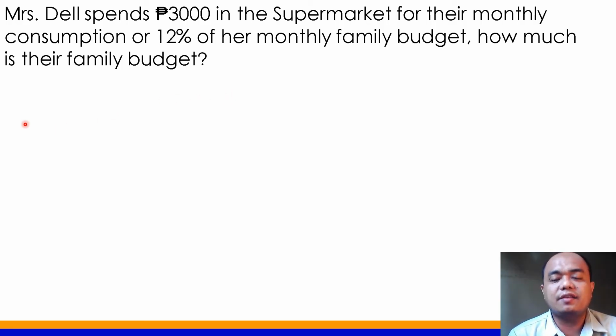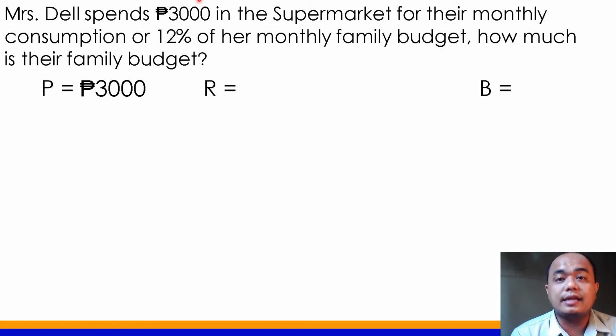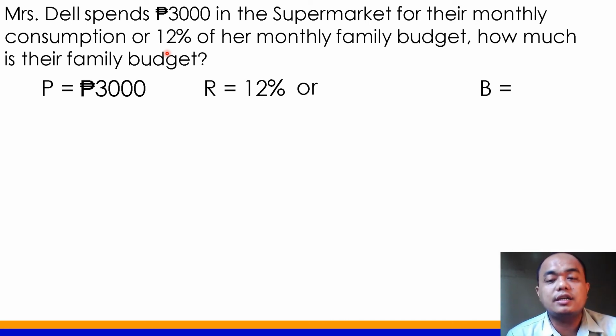Okay, let us identify first what are given. We have percentage, rate, and the base. Of course, our percentage here is 3,000. Parte lang ito sa kabuuang monthly budget nila. Yung 3,000 pesos na to ay nag-represent ng 12%. Okay? So, yung 12%, pwede siyang isulat na 0.12.